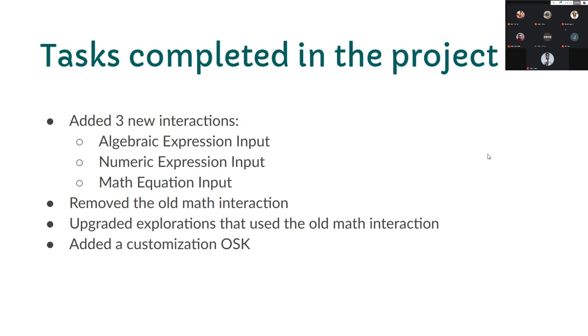And the algebraic and equation input each have 5 different rule types for detecting various kinds of learner answers, and the numeric input has 4 different rule types. The reason for adding a lot of new rule types was so that creators can detect various kinds of learner answers, and they can provide valuable feedback instead of just saying that the learner answer is wrong.